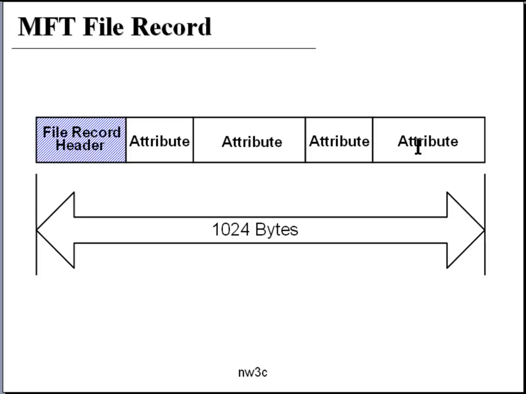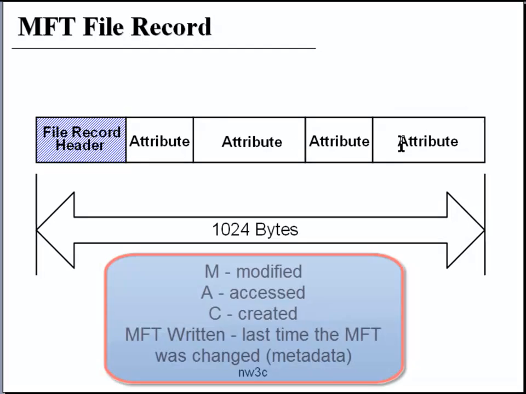And there's also one other date timestamp associated with NTFS, and that is the MFT written time, which means the last time that the master file table record for this file was changed. So essentially you have 4 different date timestamps for each file under NTFS.